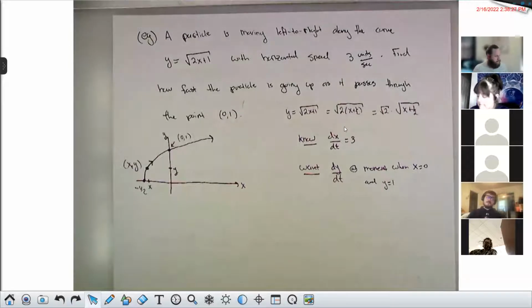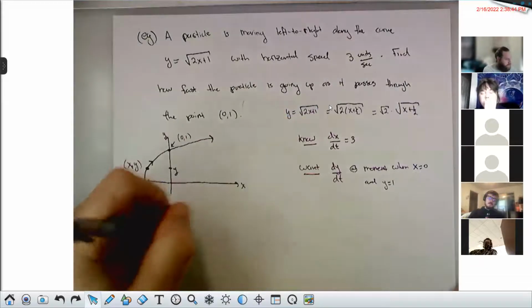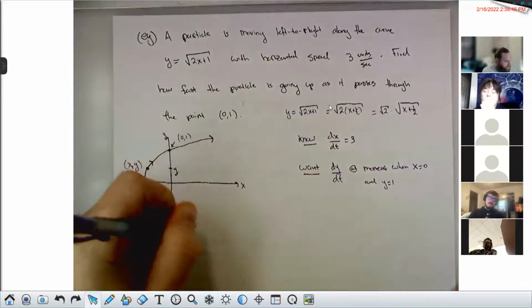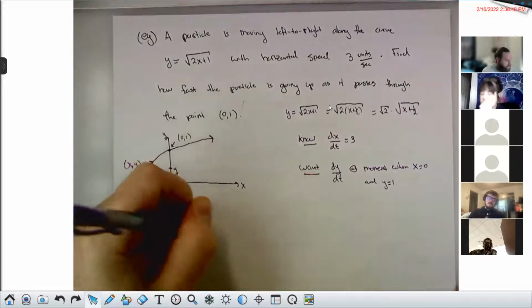So we've got our picture, we've defined our variables, and we're aware of what we know and what we want in terms of derivatives of those variables. And we were given the algebra relation. We don't need to do anything to come up with it. It's right here. So it's just a matter of applying the differential operator d/dt to both sides.